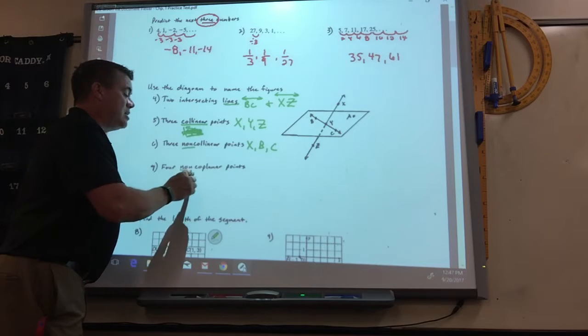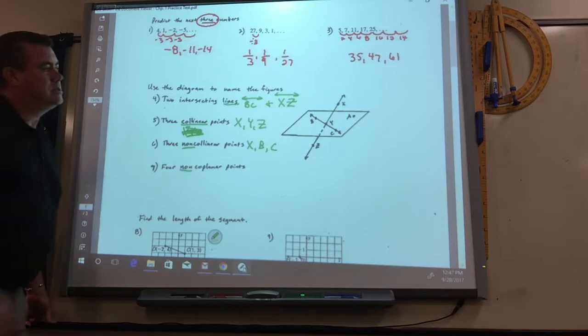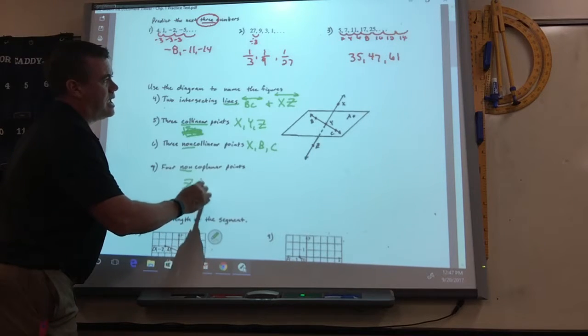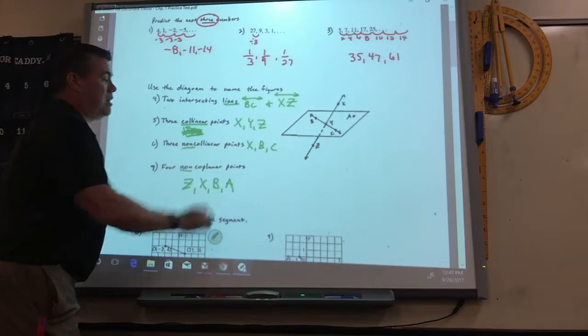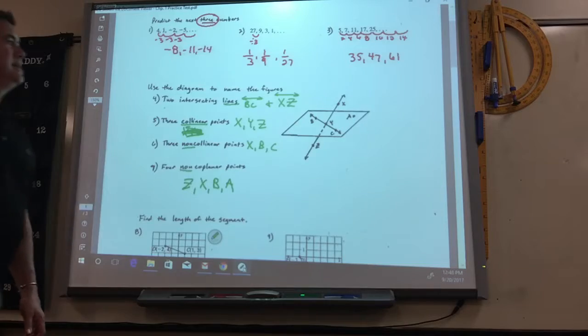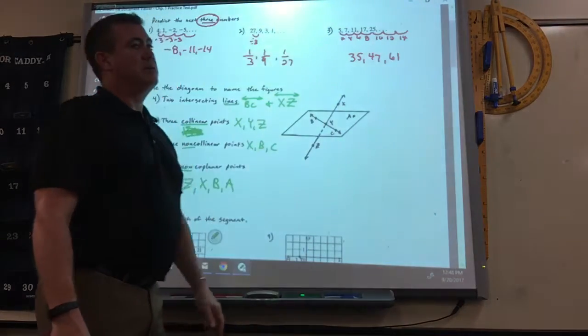4 non-coplanar. Remember what coplanar means? Same plane. So non means not in the same plane. Z, X, B, and what? A would work. Z, X, B, and C would work.